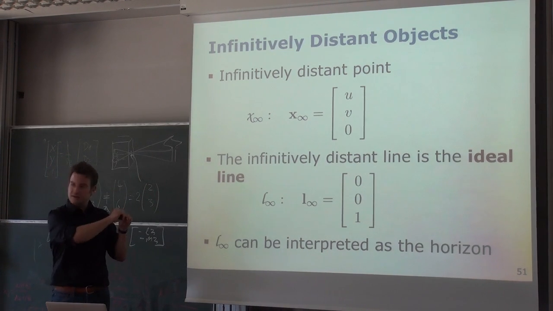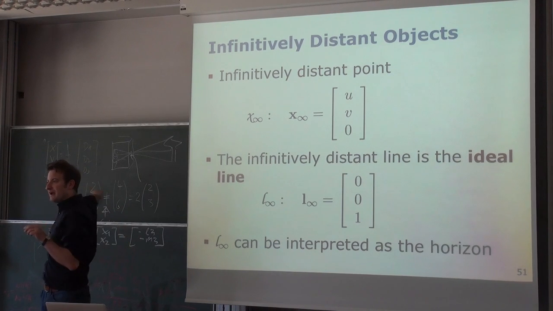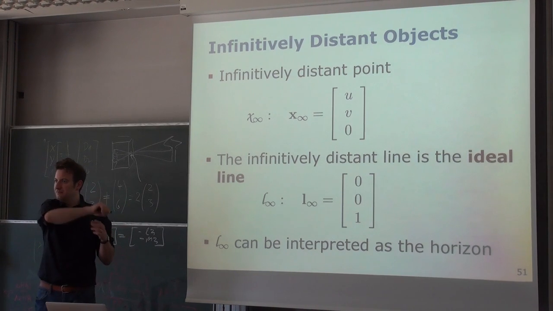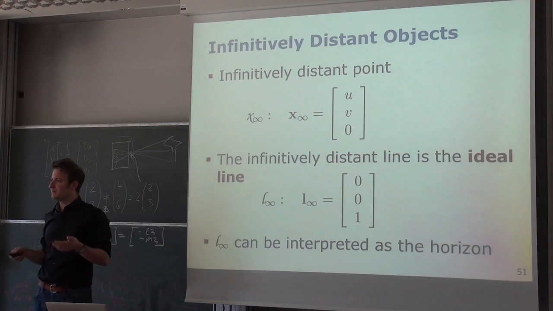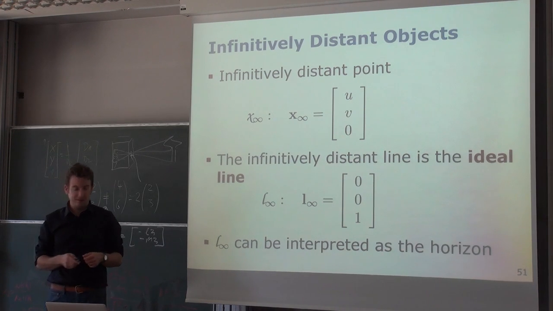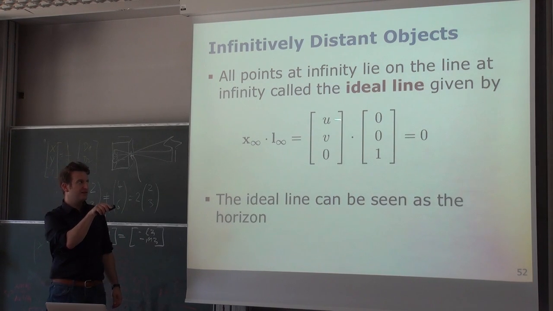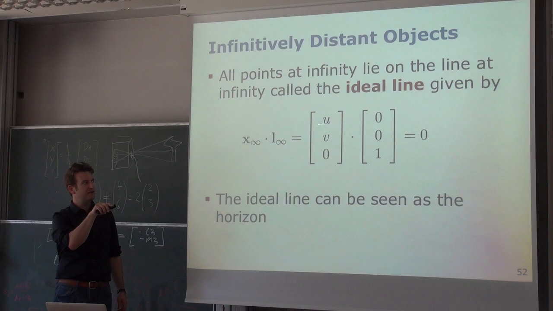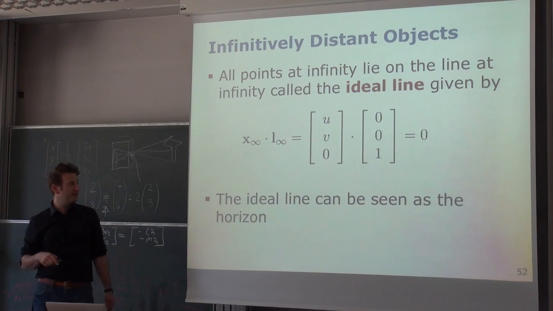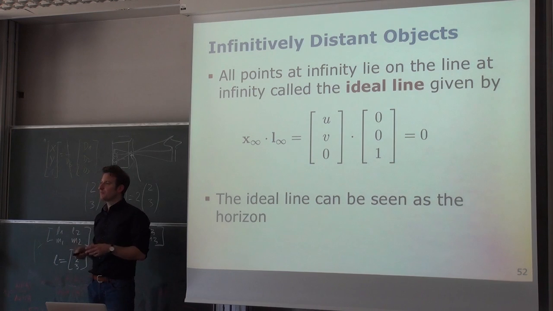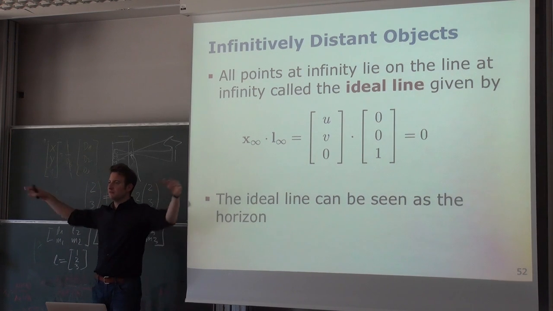So the interpretation now is that this is going to be your horizon line at infinity. All points at infinity lie on this ideal line. That's exactly how you can see that. The ideal line is given through this equation. So independently of where the point is at infinity, it will always lie on that ideal line. You can interpret that as the horizon line, the infinitely far horizon.